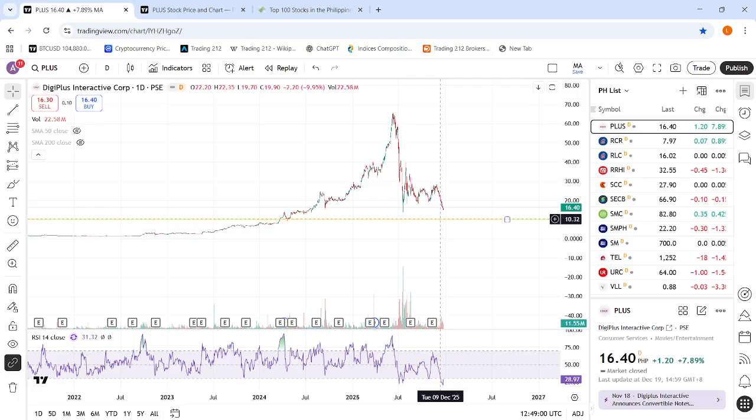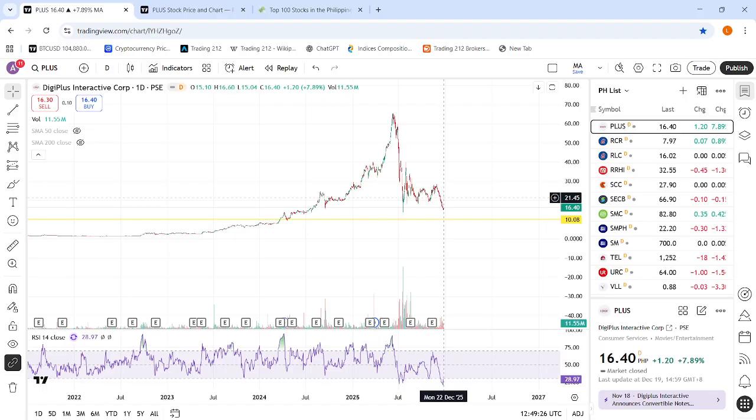We are waiting for this 10 pesos because it used to be the resistance level, and by the time the stock breaks out, then automatically in our strategy it becomes our support or demand area. That's why we are looking for an opportunity at this price.